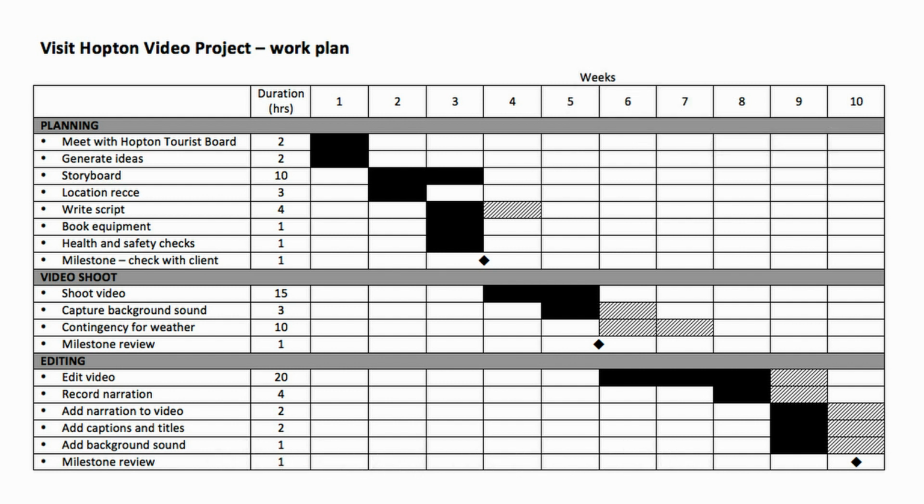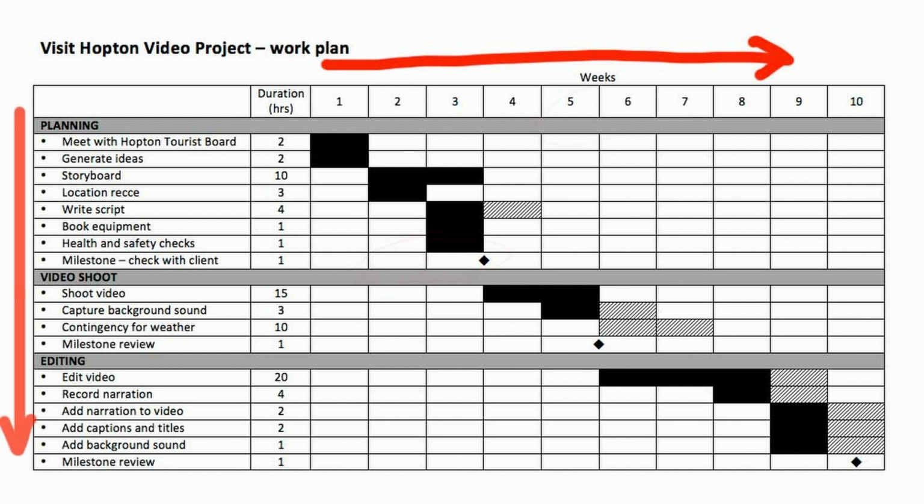So this is my work plan. You can see I've got time going from left to right in weeks in this case, and down the page I've got all the jobs that I need to do to complete the project. In this case, the project is a video shoot.